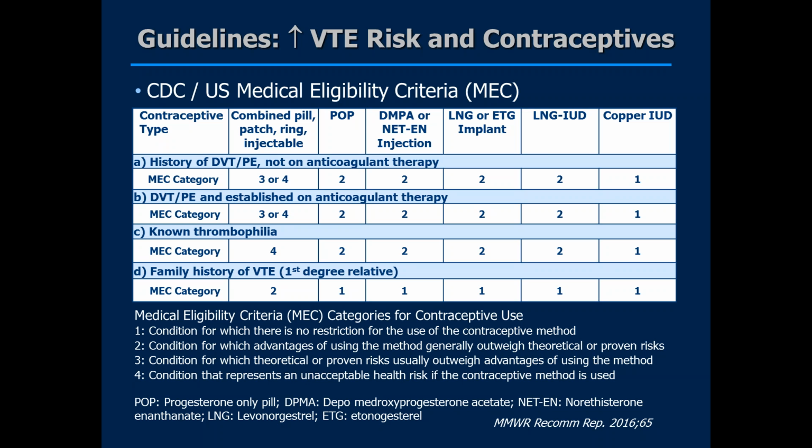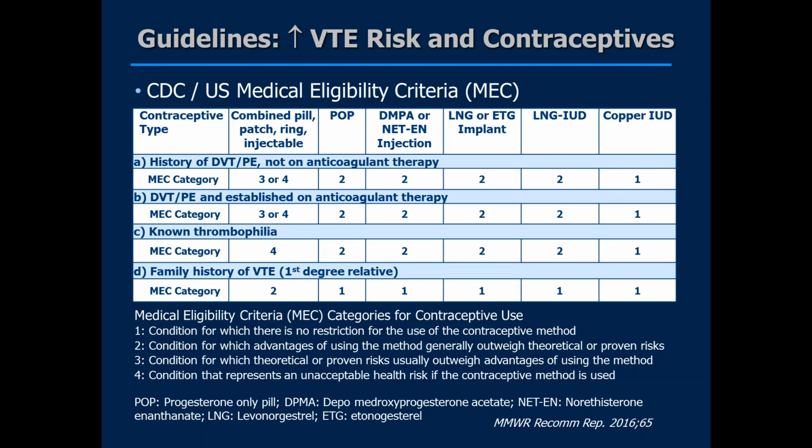Where you see a 1, that's a condition for which there is no restriction on the use of the contraceptive method, so you should feel free to prescribe that contraceptive method. If you see a 2, that is a condition for which the advantages of the proposed contraceptive method generally outweigh any theoretical or proven risks. A 3 is a condition for which the theoretical or proven risks usually outweigh the advantages of using the method, so you need to use caution here. And 4 is a condition that represents an unacceptable health risk for the contraceptive method that is used.